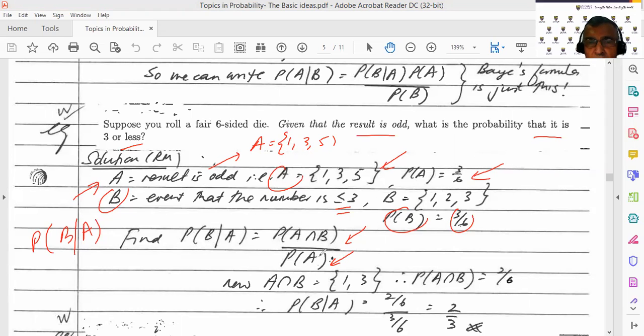What is the probability of A and B? So A and B, we have got the intersection. We have got A here. I have 1, and then I have 3. That's it. So I have 1 and 3. So the probability of A and B is what? 2 over 6. We are done. So just plug it in. 2 over 6 over 3 over 6, you'll get 2 over 3.